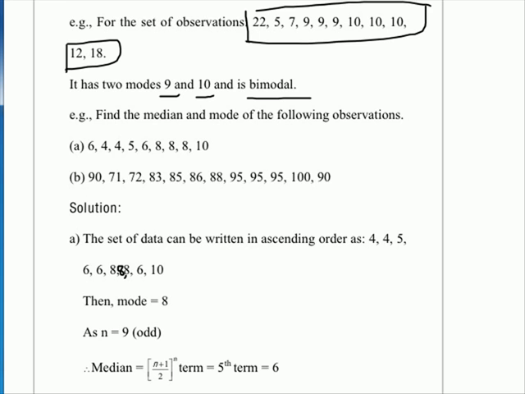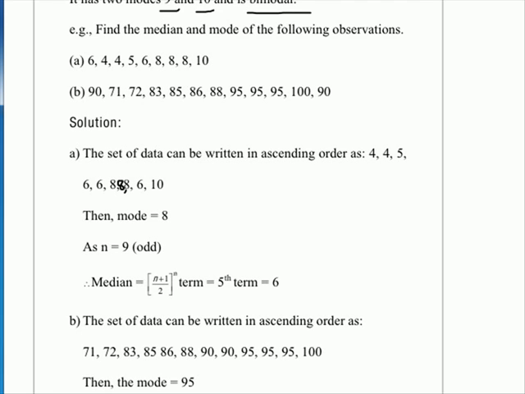So let's look at a quick example to consolidate our understanding. Find the median and mode of the following two observations. Let's start with the first one. Here we can clearly see that the mode would be number 8, since this appears 3 times. To find the median we have to arrange this in ascending order. So I've done that here, and we find that the number of terms is odd, hence the median would be the middle term, the 5th term, which is number 6.